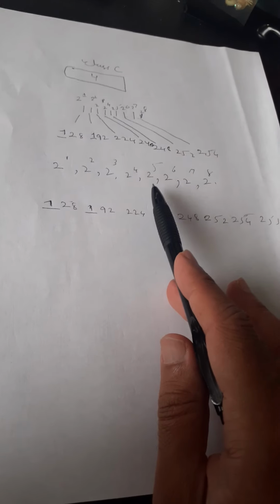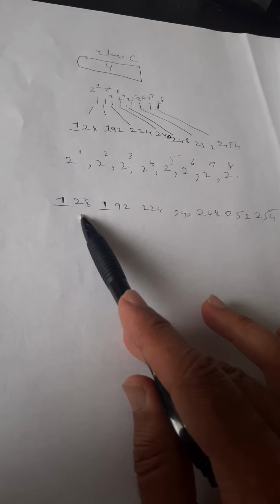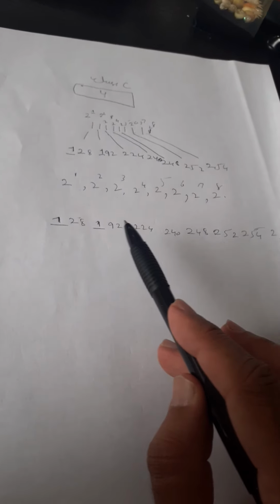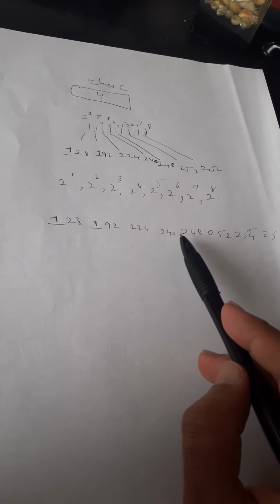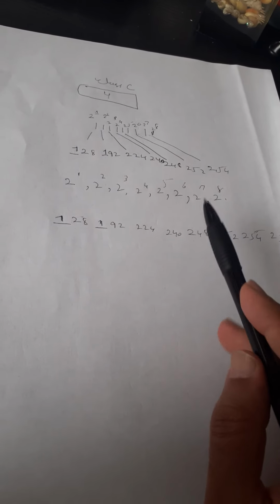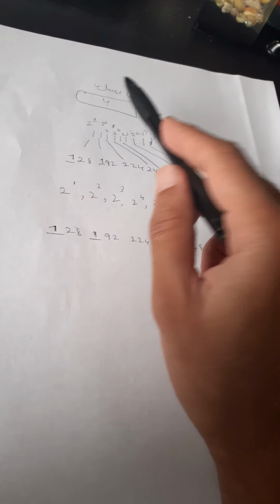Obviously, the powers of 2 are so important. And this table, 128, 192, 224, 240, 248. This is the sequence which carries on in these 8 bits which are going to be here.